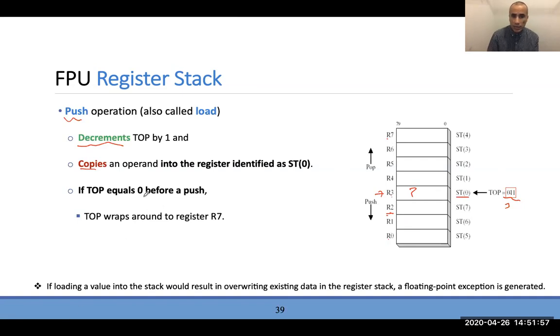If the top equals 0, so if we reach this point and we need to decrement, there is no place to go, right? If that is the case, it's automatically going to wrap around to the register 7. So it's going to go back to the top again. And when that happens, if there is a value in here and you're going to push or copy the value right here, you're going to see an error message. Okay? If this space is unoccupied, then it's okay. You can store the value right there.